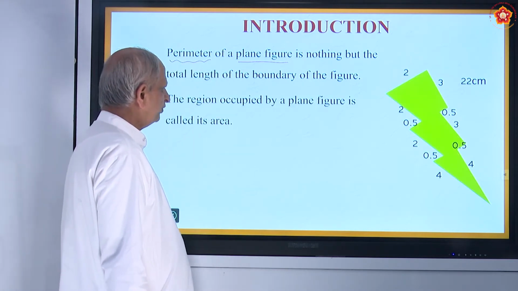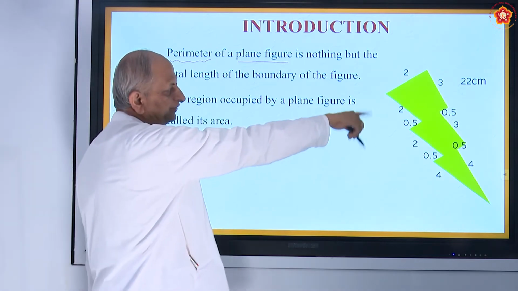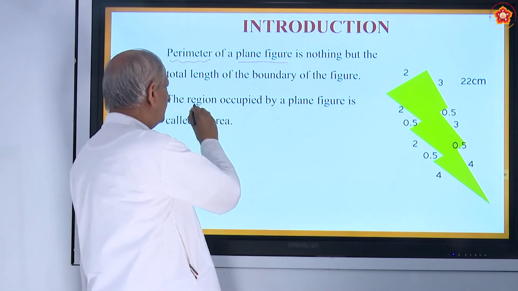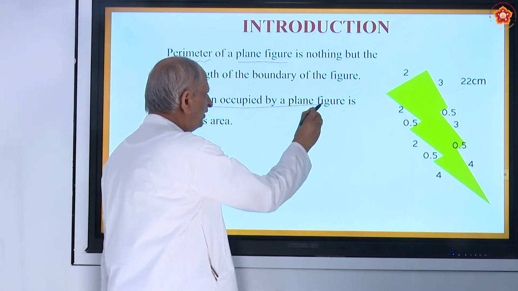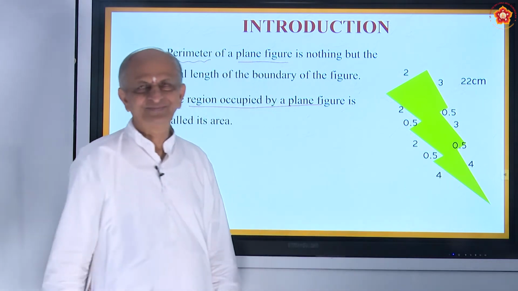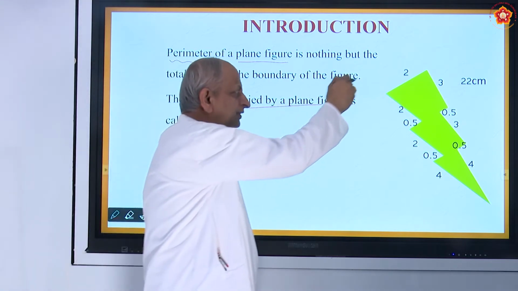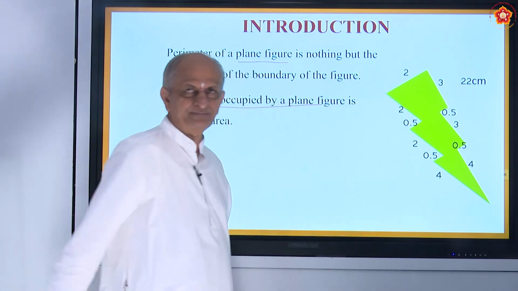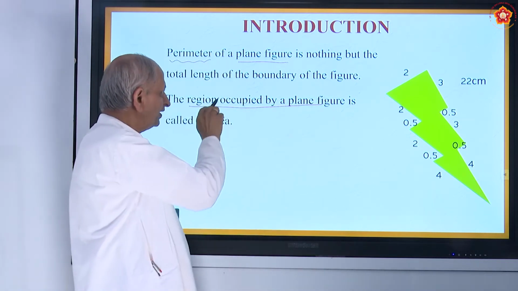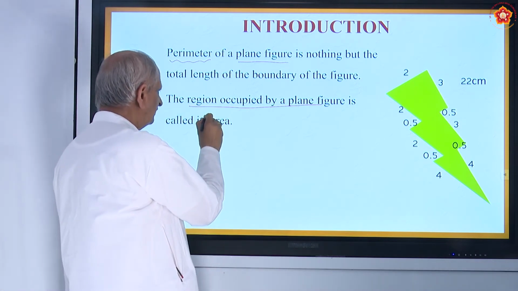Okay, and also if you come to the area, what is area? You can see the colored region. How is it formed? It is a region occupied by a plane figure. That is why the shading is done, just to show the difference. What we showed earlier was the sum of all the sides. Now we are showing the inside. So that is the region occupied by the plane figure. That is what is called the area.